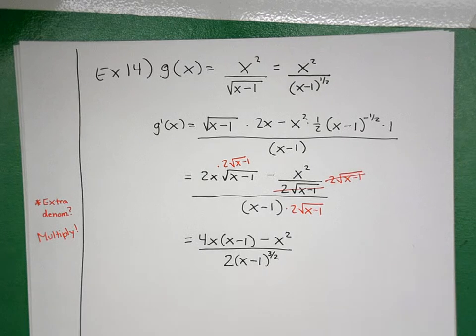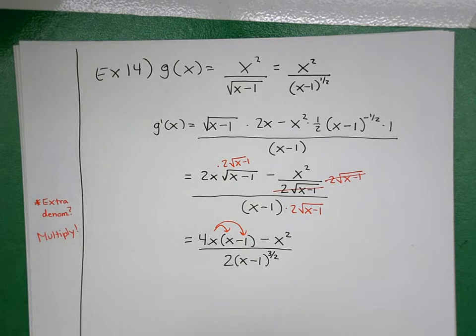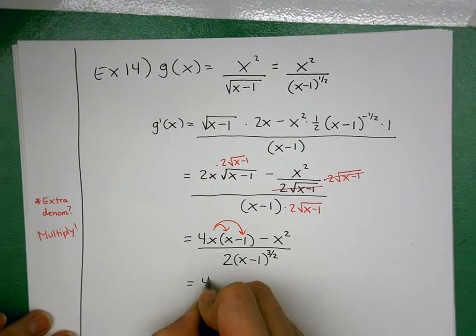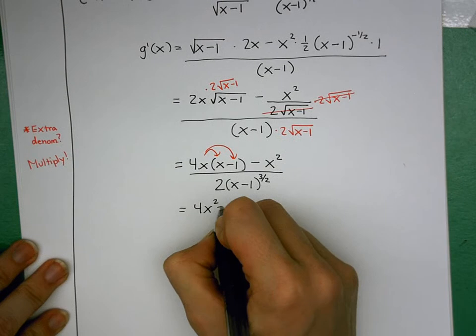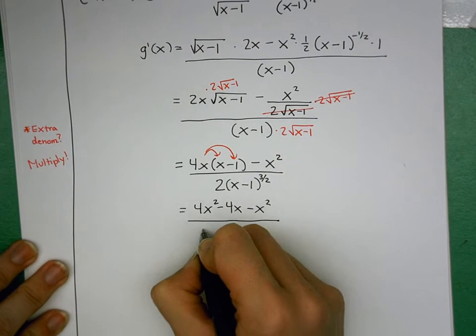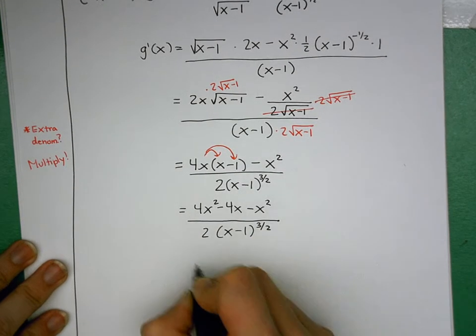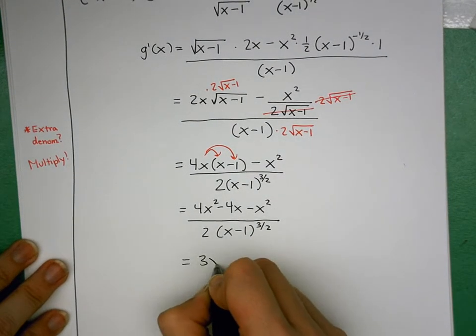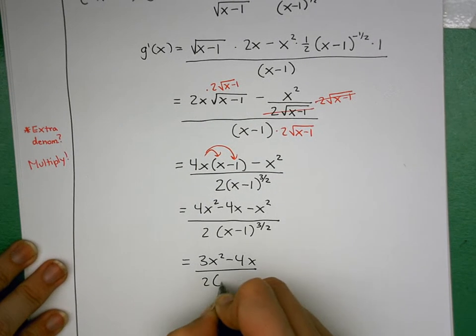Okay, this allows me to distribute my 4x. So 4x squared minus 4x. Which would allow the 4x squared minus x squared to become 3x squared. Which could potentially be your answer.